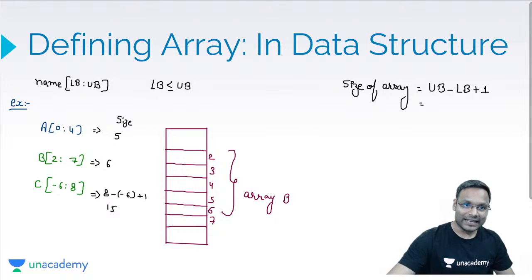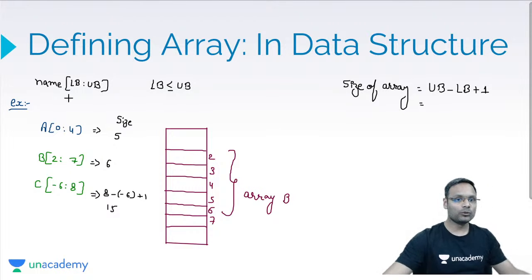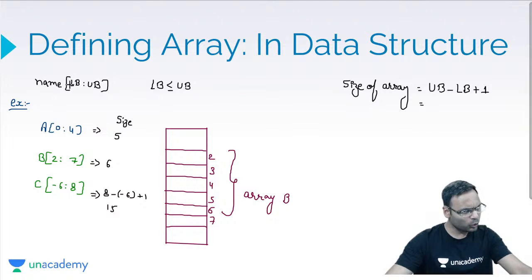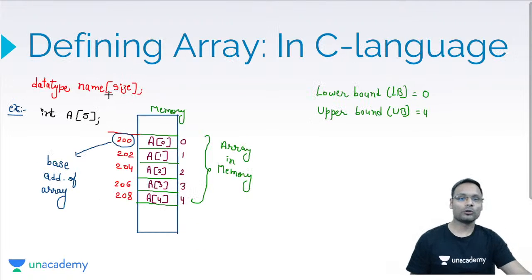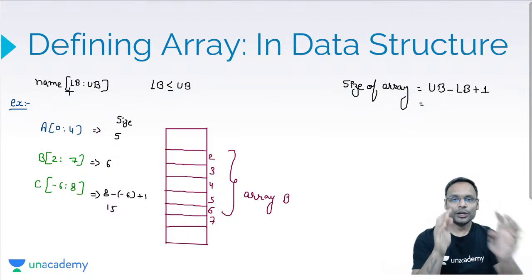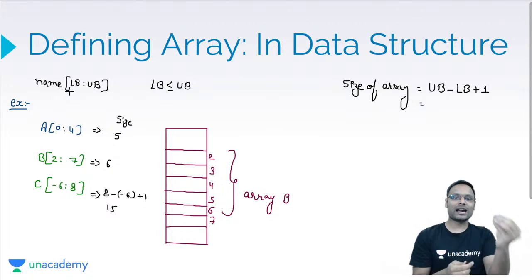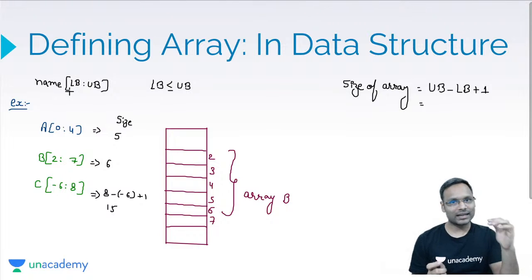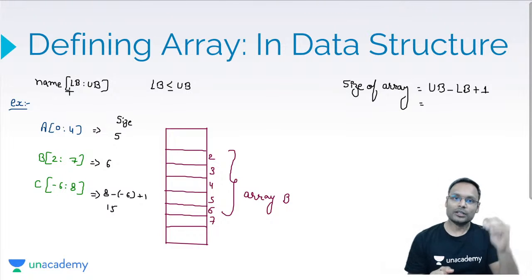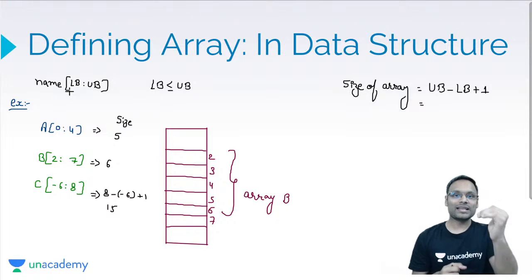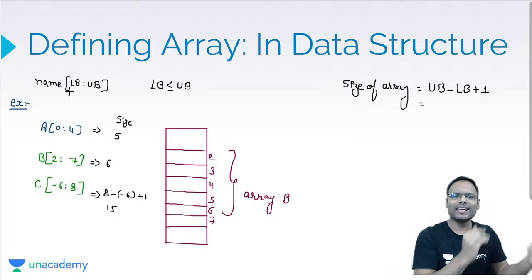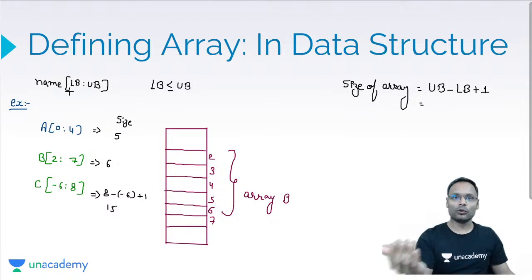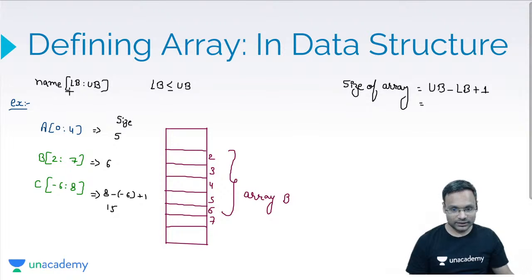Is it necessary that each array I'll have to define like this also? In the data structure you can define it that way, or you can define it like this way also. If size is given, you know that the default starting index is 0 usually. And if size is not given, they will give you upper bound and lower bound. Based on that, you can easily calculate the size of the array. Clear? I hope it is clear to everybody.